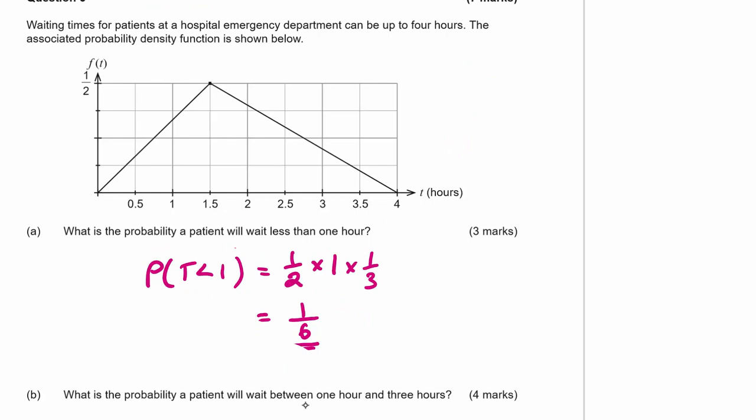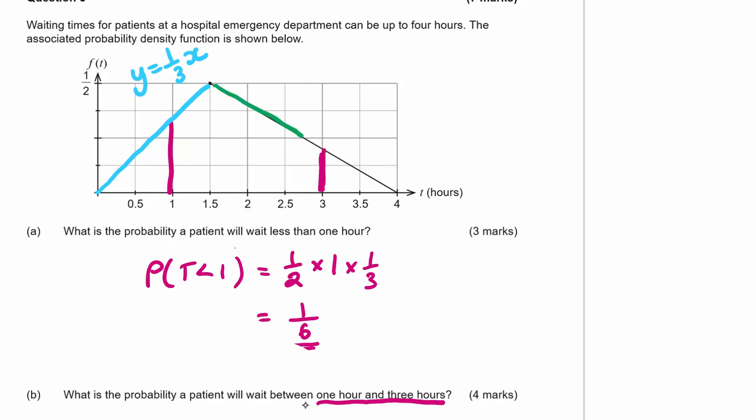Now the second part of the question says, what's the probability a patient will wait between 1 hour and 3 hours? So it's going to be this area here. And frankly, I'm going to do this by working out the functions and integrating rather than doing lots of horrible work with fractions. So in the first part of the question, I already spoke about the fact that this line is y is equal to 1/3 x.